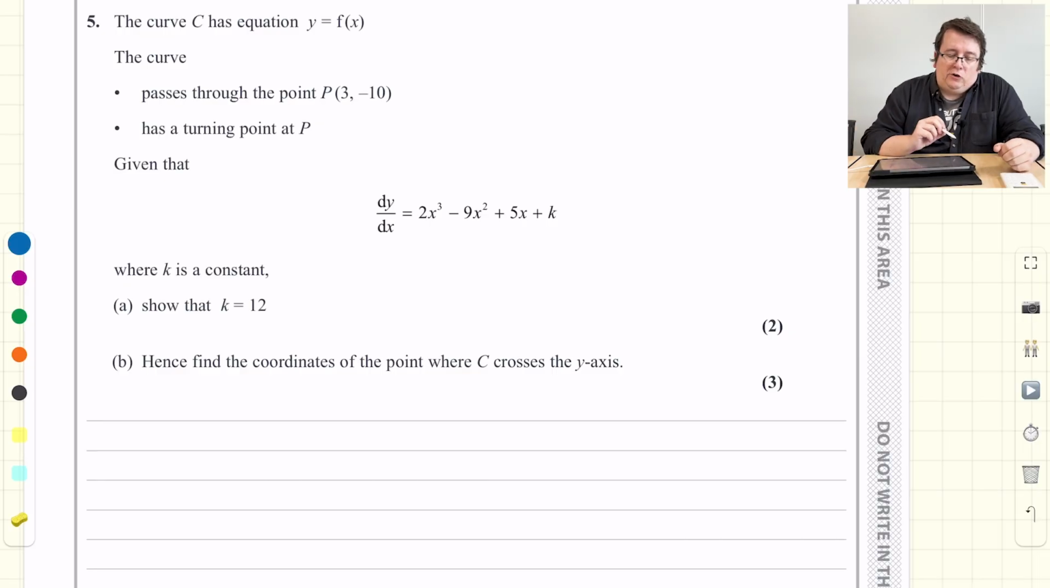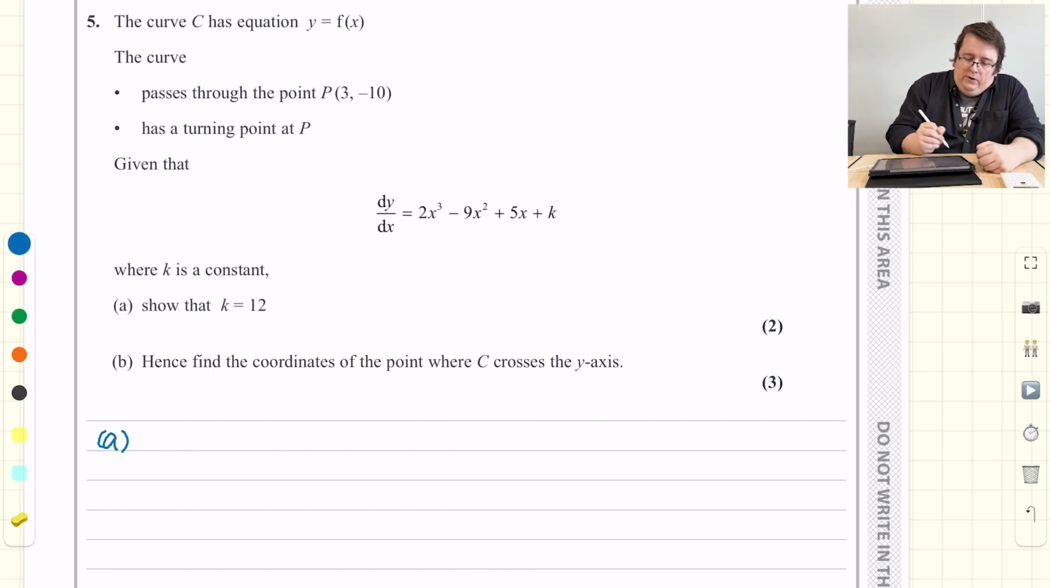The curve C has equation y equals f of x. The curve passes through the point P, (3, -10), and has a turning point at P. Given that dy by dx is 2x cubed, take away 9x squared plus 5x plus k, where k is a constant. Part A, show that k is equal to 12.